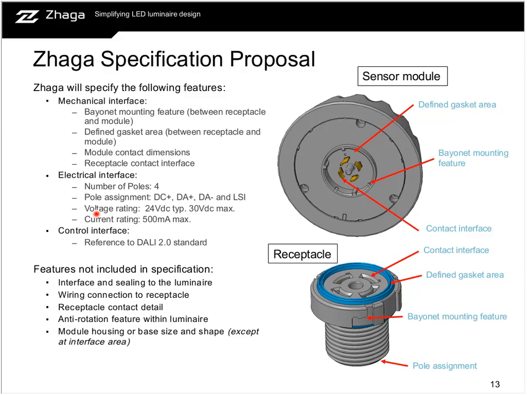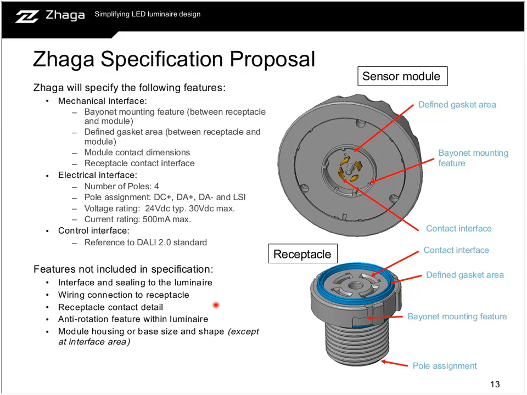Voltage ratings. So we're specifying a 24 volt DC typical into the module with a 30 volt DC max. And the current rating will be 500 milliamps. Included in the specification will be a reference to DALI 2.0, but the protocol here will be a non-standard DALI protocol that will be available through Philips.